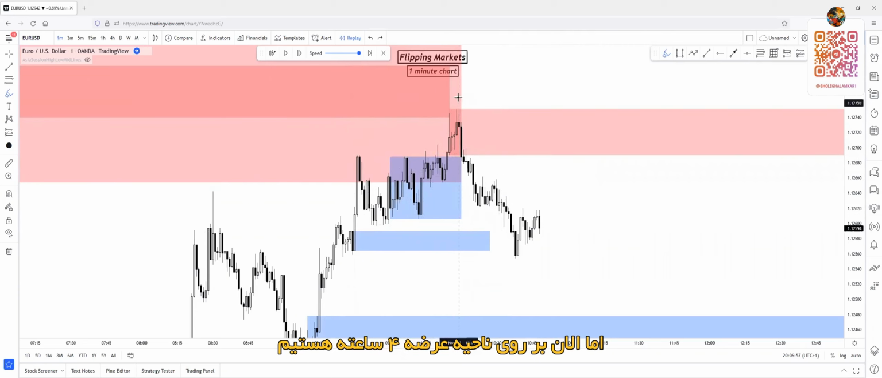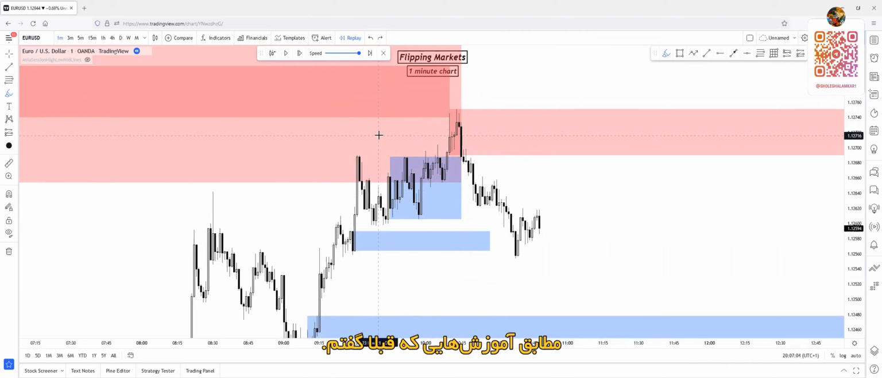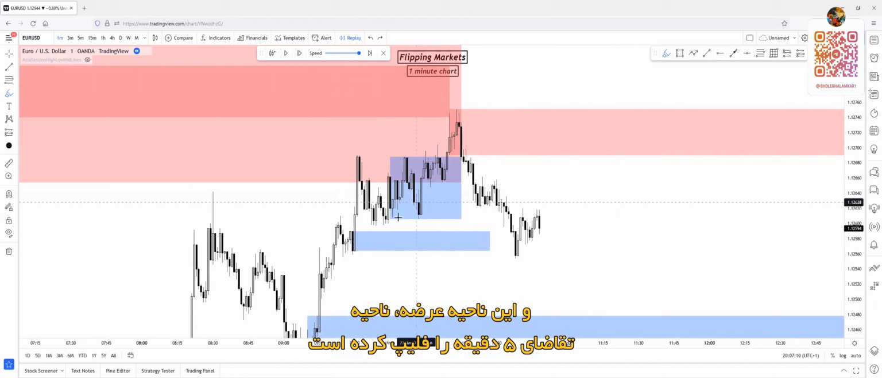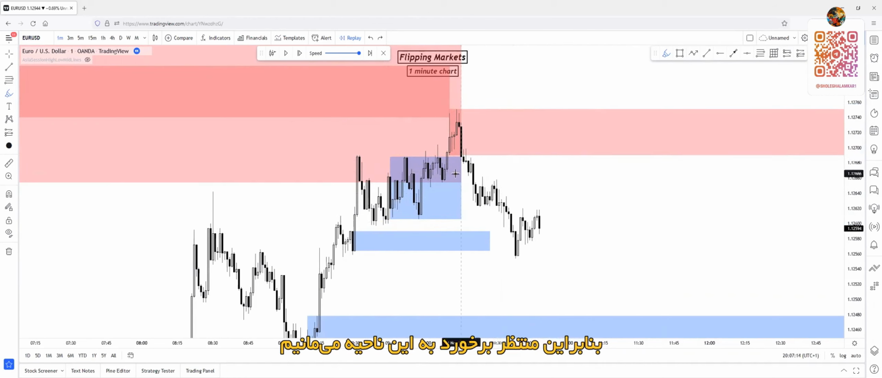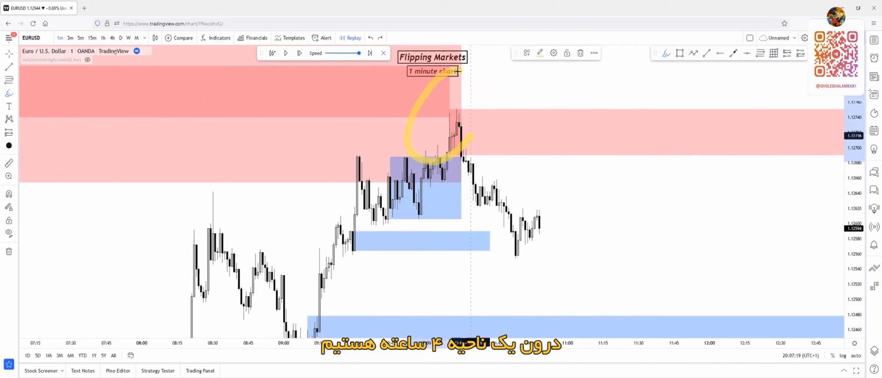Okay, but right now we are in the 4-hour supply zone, and in a 4-hour supply zone we have to wait for a 15-minute or 5-minute change of character, as I told you, right? So the 5-minute change of character happened from this supply zone, and this supply zone flipped the 5-minute demand zone. So we are waiting for this supply to be tapped, and not the 1-minute supply zone that flipped the 1-minute demand zone, because we are inside of a 4-hour zone, right?